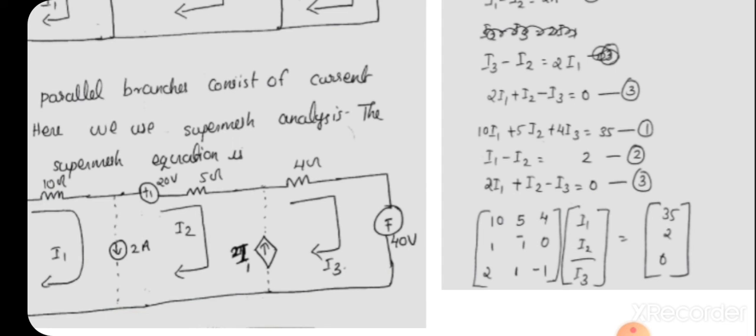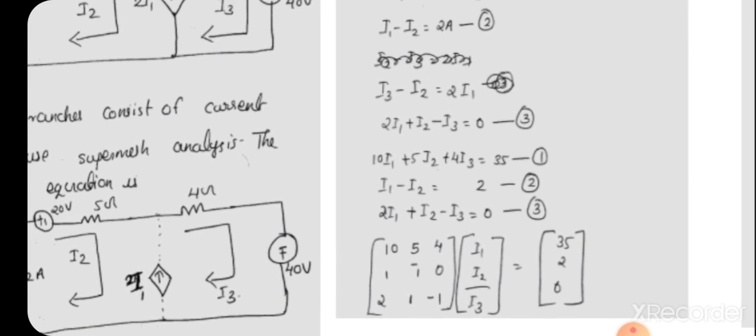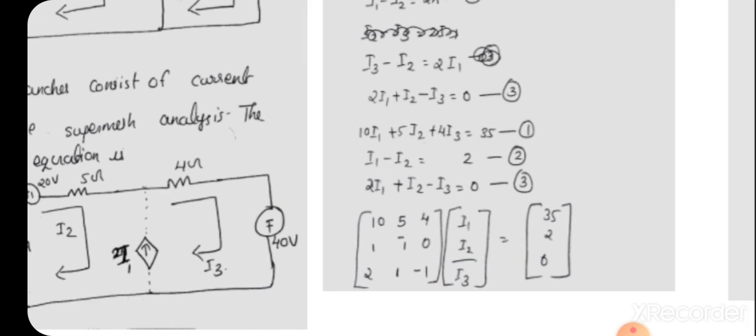And next, in equation 2, the coefficient of I2 is equal to minus 1, so we are writing minus 1 there. And in the second equation there is no I3 term, so the coefficient will be 0. And we are considering the third equation. In the third equation, the coefficient of I1 is 2, the coefficient of I2 is 1, and the coefficient of I3 is minus 1. And then we will write the unknown variables I1, I2, I3 as a matrix, and the right side values after the equation will be written in column-wise order, that is 35, 2 and 0.